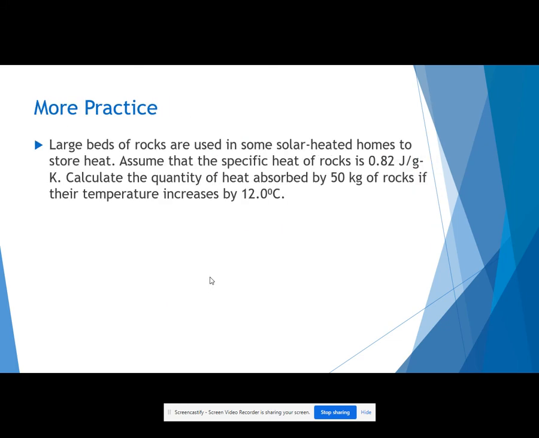So let's go ahead and do a little bit more examples. Here it says large beds of rock are used in some solar heated homes to store heat. Assume the specific heat of rock is 0.82 joules per gram Kelvin, and it wants us to calculate the quantity of heat absorbed when we have 50 grams of rock if the temperature increases by 12 degrees Celsius.